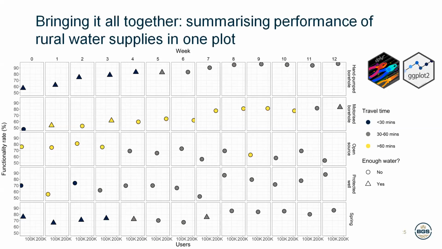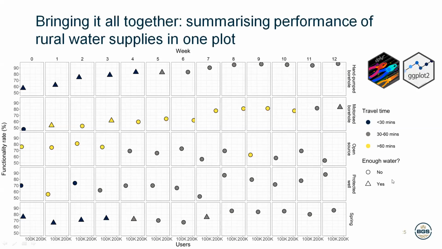So the last thing that I did with this data, and I just want to show you, I think this demonstrates the real power of ggplot2. This graph is basically a summary of the overall performance of water source types within Ethiopia. And this was all done using ggplot2 and dplyr. But basically what I did was I created a data set that allowed me to look at the number of users, by the hand pump type over the different weeks, how the travel time is affected, and whether the users felt they had enough water.